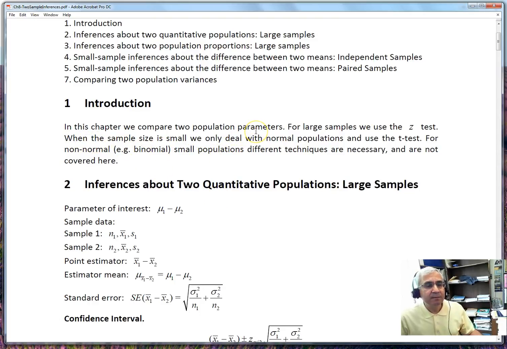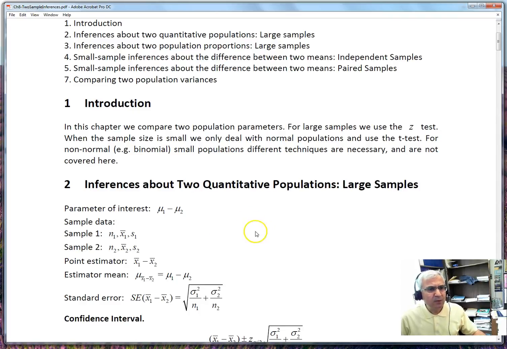So when we compare two population parameters, we use the z-test if we have a large sample, as you remember, and if the samples are small, we only deal with normal populations and use the t-test. So for non-normal, like binomial small populations, we have used different techniques that we cannot cover in this class.